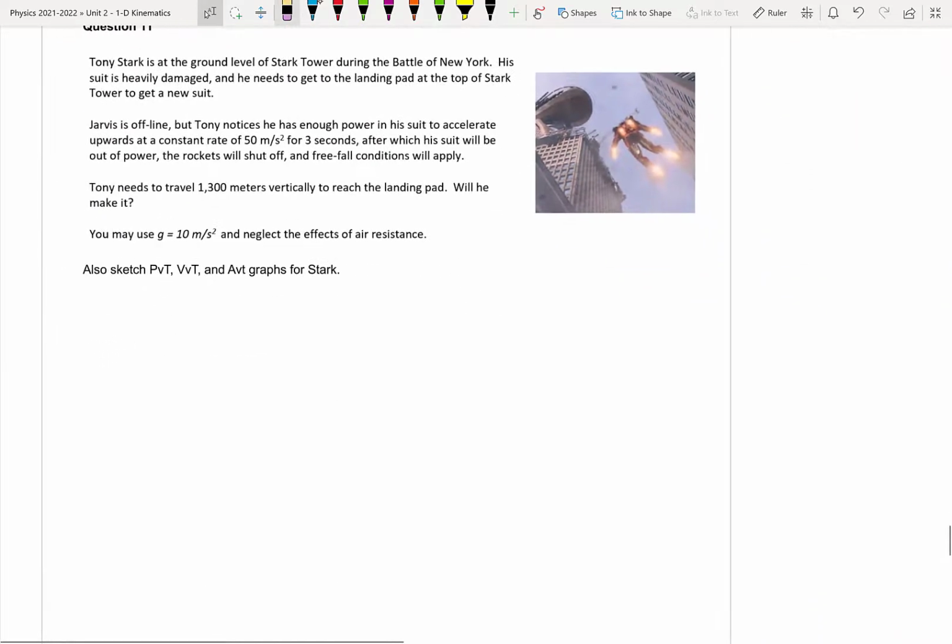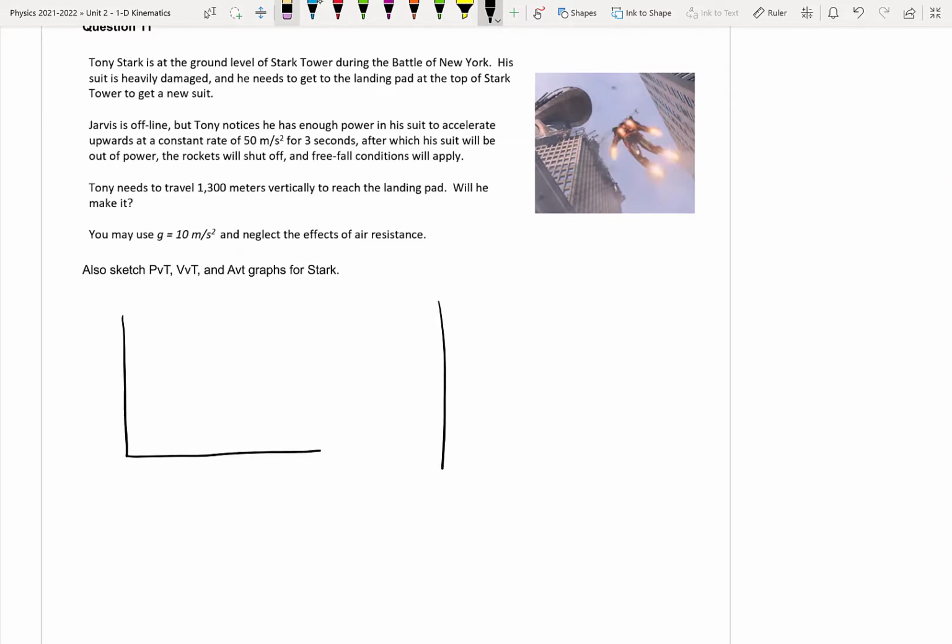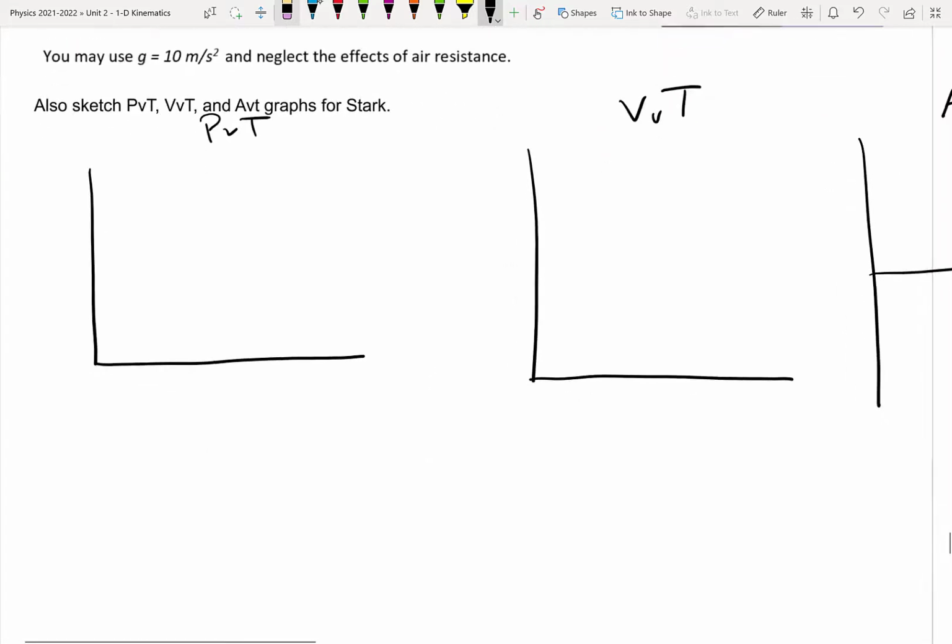11, Tony's on the ground. He needs to make it to the top. Okay, so we got 2 phases of motion here. Important: he does start from rest. That could be a little clearer in the description of the problem, but that's what I meant to say. Starts from rest. 2 phases of motion because we have 2 different accelerations. We have an acceleration from the suit, but then the suit turns off, and then he's in free fall conditions.